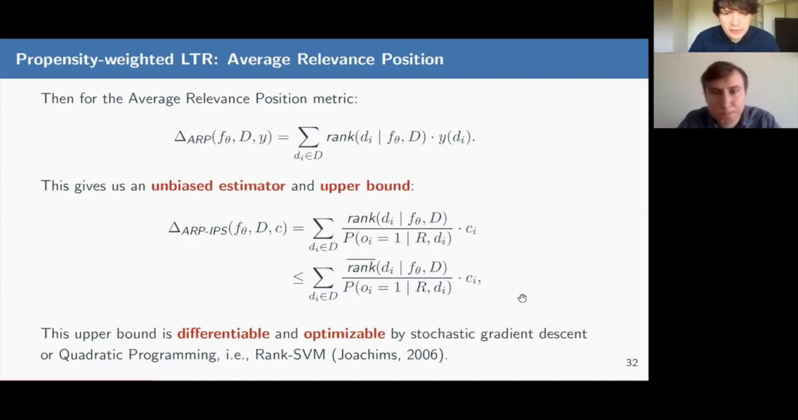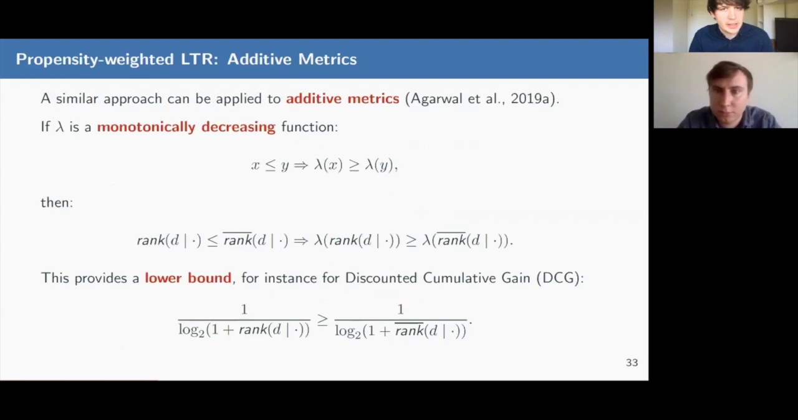You can do this by stochastic gradient descent if you're, for instance, doing deep learning or find that easier. For linear models, there's also a way of doing it by quadratic programming. And this basically is the rank SVM. It's a very old learning to rank baseline, of course. All right, so that helps us for the ARP metric. But of course, we've seen there's many more metrics that are slightly more complicated.